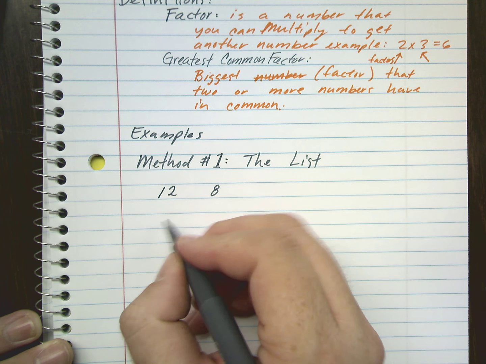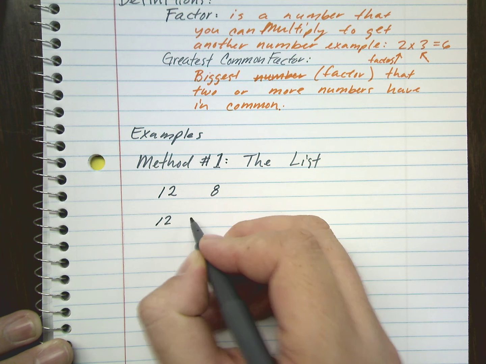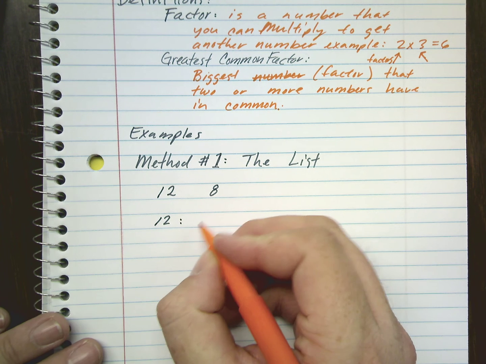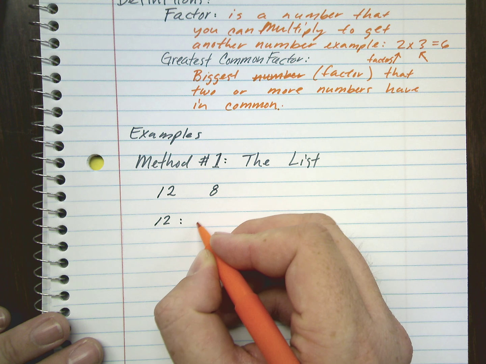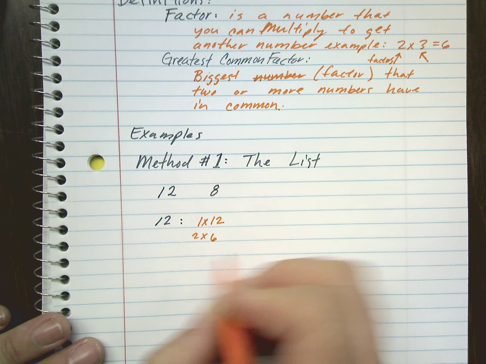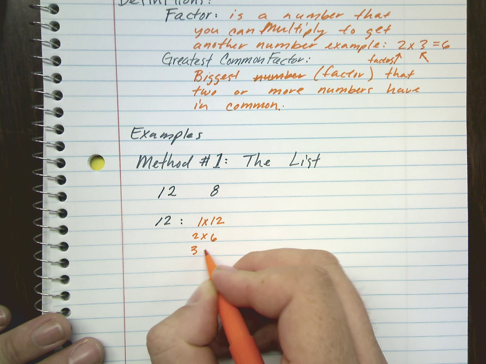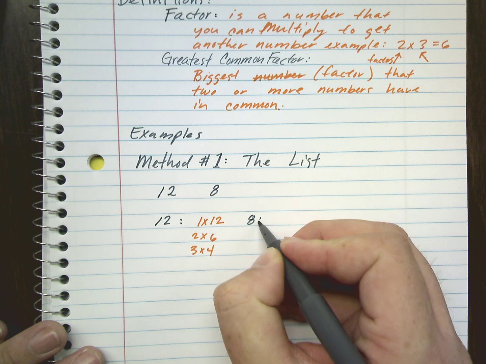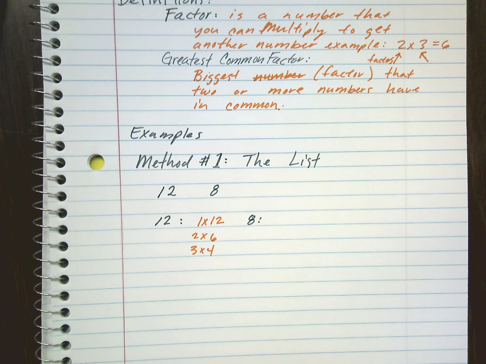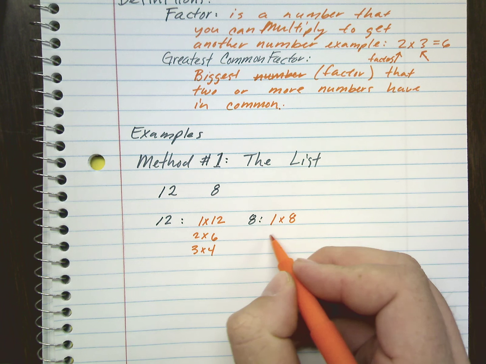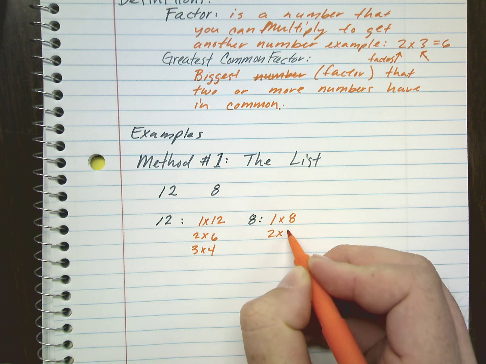All right, so here we go. We're going to start with 12. There's 1 times 12. I know there's 2 times 6, and I also know there's 3 times 4. All right, and so let's do 8. The numbers that I multiply together to get 8 are 1 times 8, my factors here, and then I also have 2 times 4.